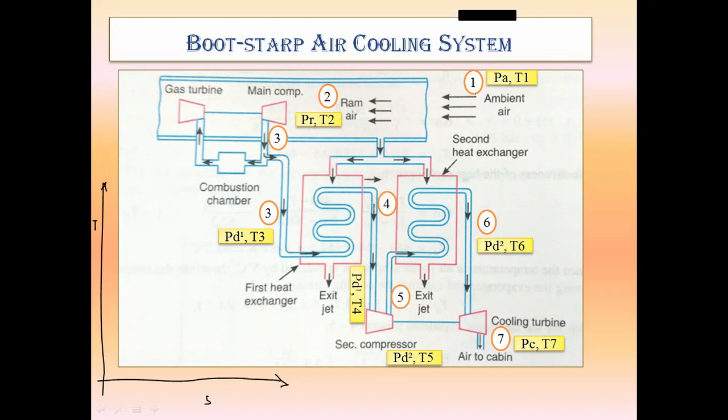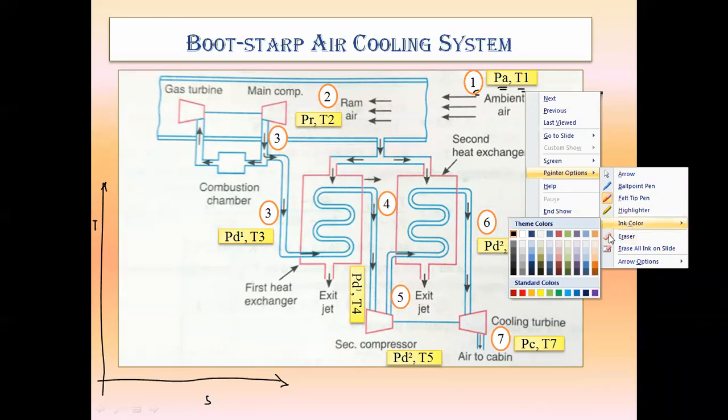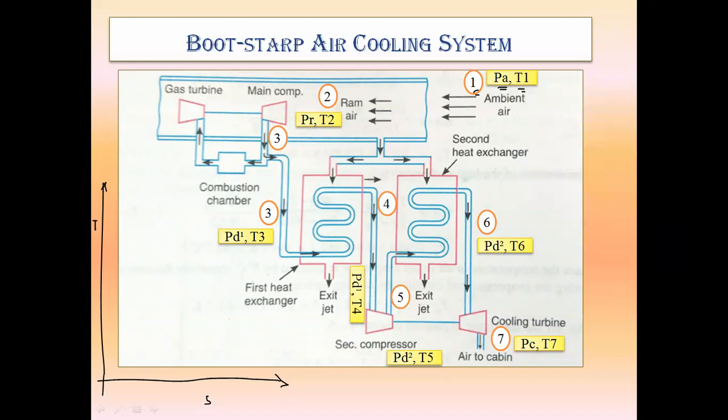Now first of all, I have to represent the point number 1. Point number 1 is having the pressure as a ambient pressure and temperature as a T1. So first of all, I need to draw the ambient air line. So here number of lines will be there. Out of that, first line will be the ambient pressure line. So here I will draw the ambient pressure line.